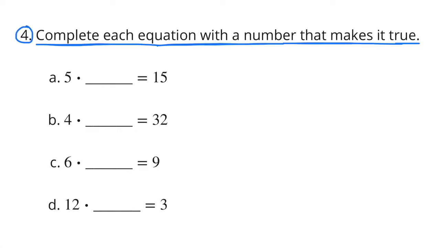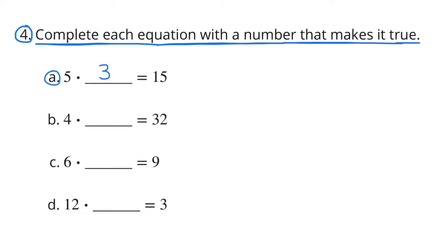Number 4. Complete each equation with a number that makes it true. A. 5 times what number equals 15? 5 times 3 equals 15. B. 4 times what number equals 32? 4 times 8 equals 32.